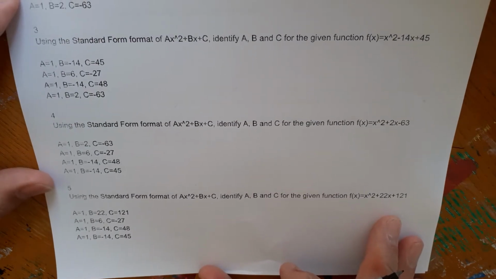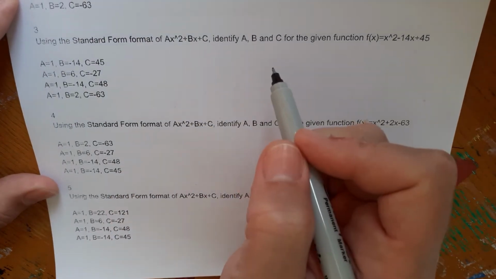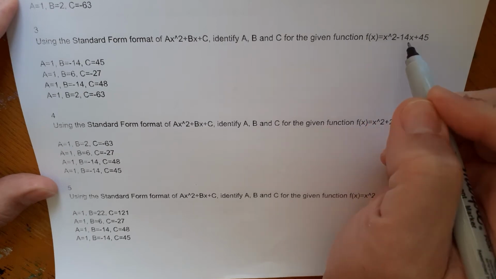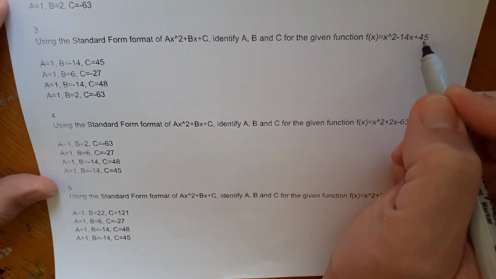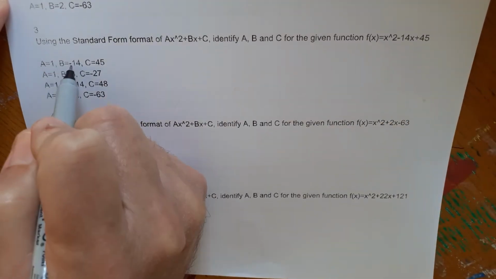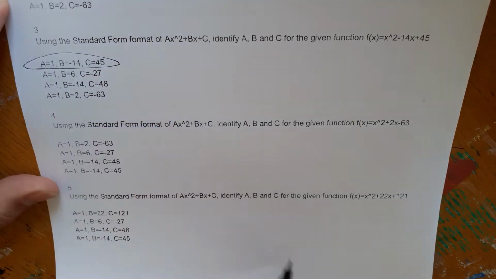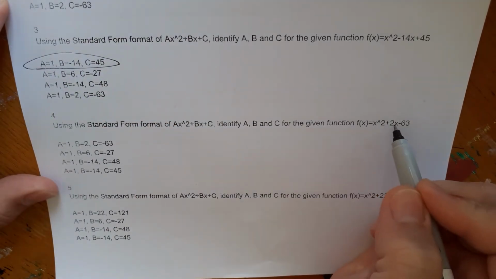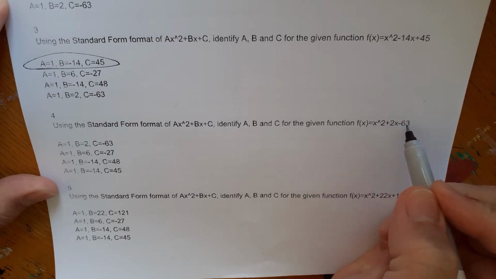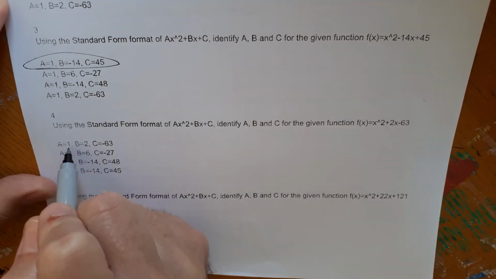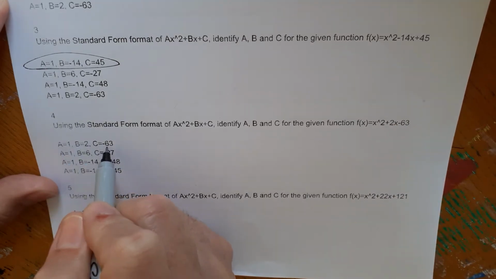We've done other lessons on this too, you guys, so I'm going to go pretty quickly here. A is 1, b is negative 14, c is 45. 1, negative 14, 45. 1, positive 2, negative 63.